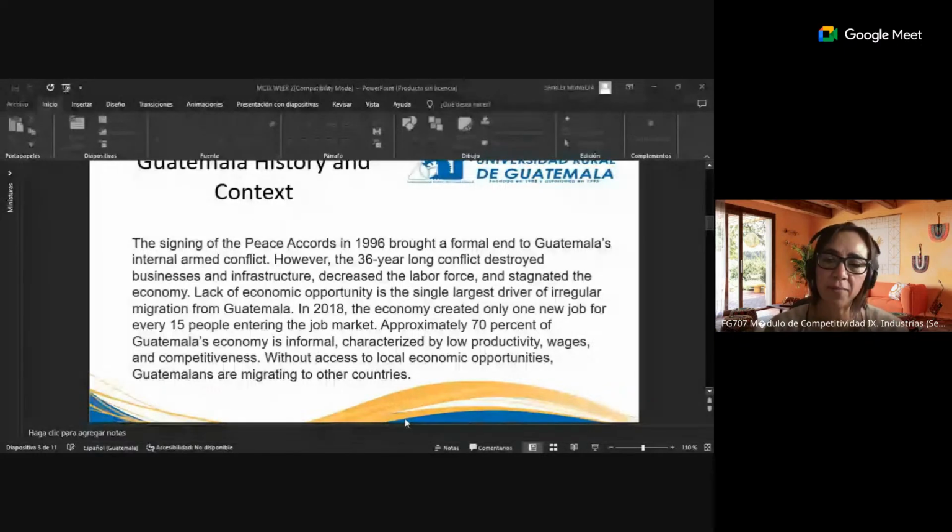But we have something that is really important for the world, from our country. With that lack of access to local economic opportunities, Guatemalans are migrating to other countries. That's why we have a lot of people from Guatemala living in the United States, Mexico, Europe, and a lot of other countries around the world, because we are looking for better opportunities to live. Today, we're going to learn that in Guatemala, we also have these types of opportunities.